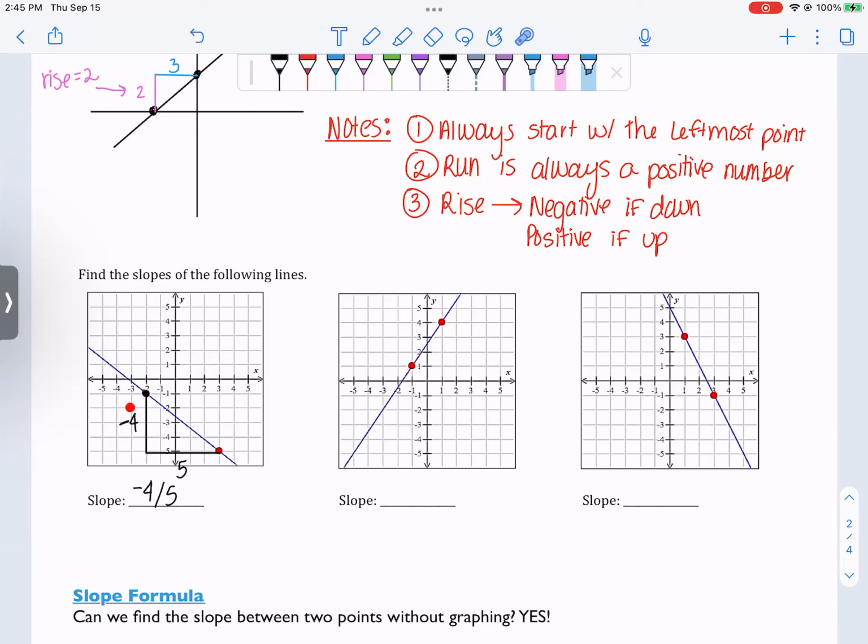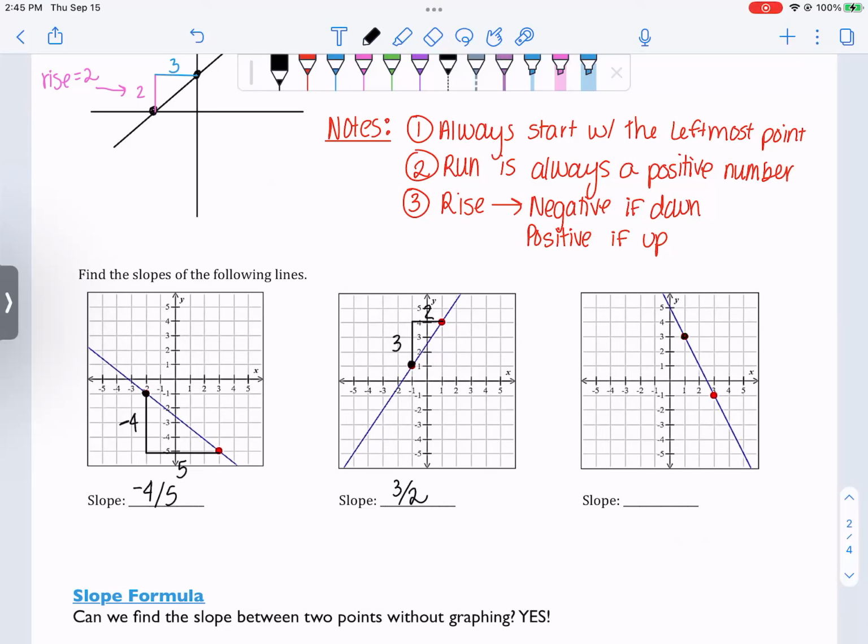Okay. We had to go down. That's why our rise is negative. Our run will always be a positive number. For this next point set, starting with the left point, we have to go up 3 units. So our rise is 3. And to the right 2 units. So our run is 2. So our slope is 3/2, rise over run.